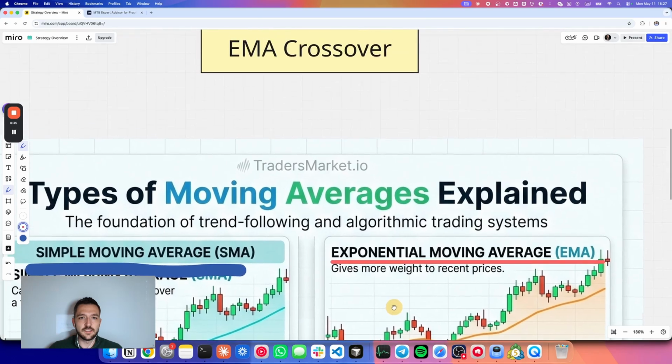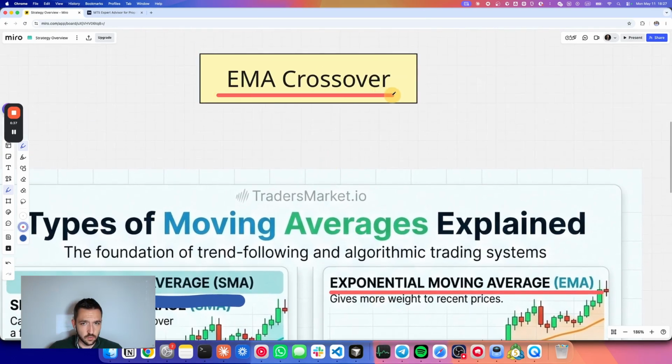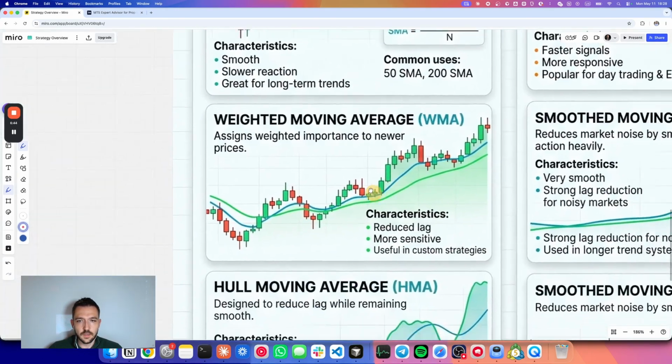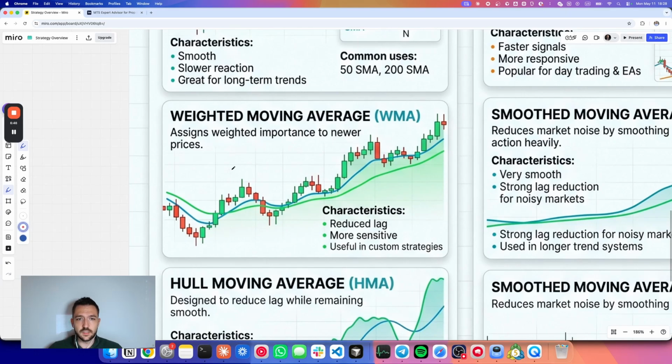This is why we basically call the strategy EMA crossover, and this is how we have it on our website also. Now, the third one that is kind of popular is the weighted moving average. And this one is, again, a bit more sensitive than the exponential one. It assigns weighted importance to newer prices, so it's like a customization of the exponential moving average. Again, it is used in some strategies where you want to react to prices even quicker.